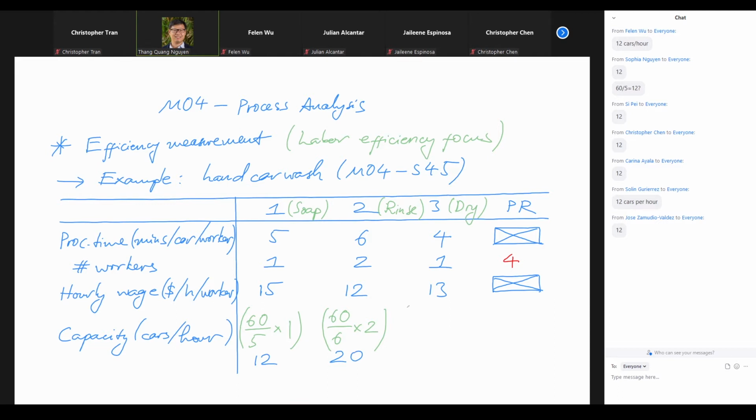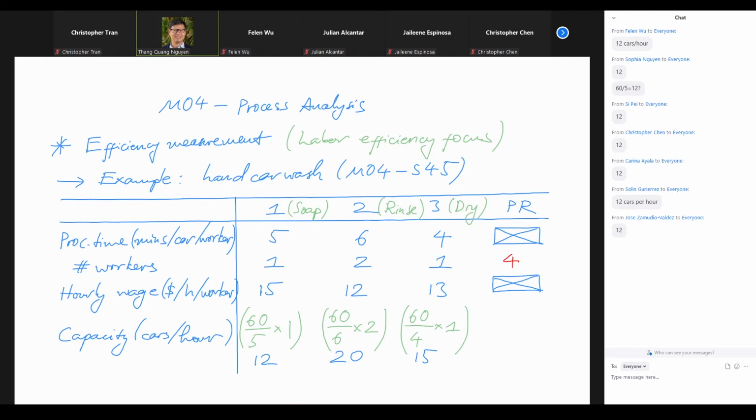At station 3, we have 60 minutes divided by 4 minutes per car. And because there's only one worker, the final answer here is 15 cars an hour, right? So by now, we already know the individual capacities of the 3 stations. Then we can determine which one is a bottleneck, and based on that, we can determine the process capacity.